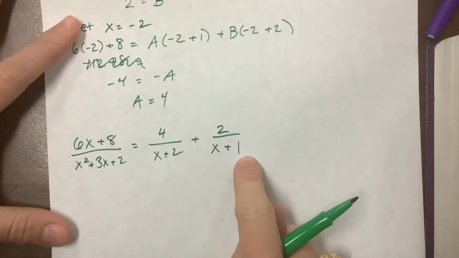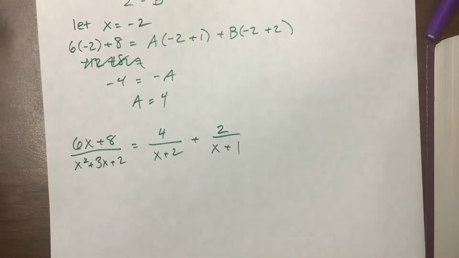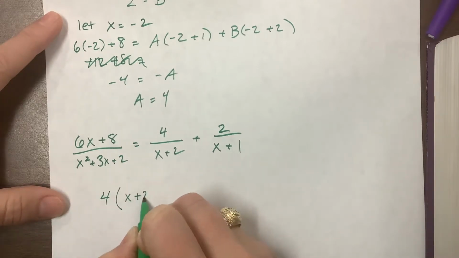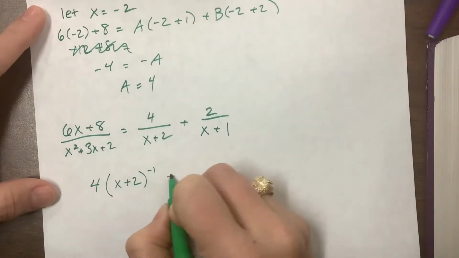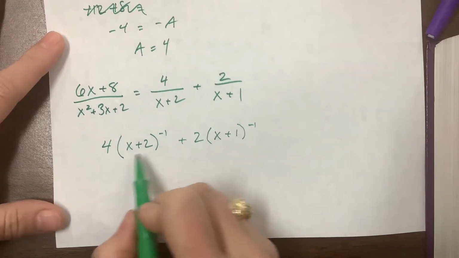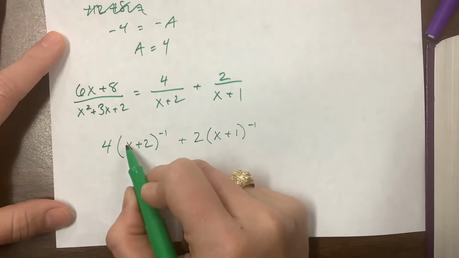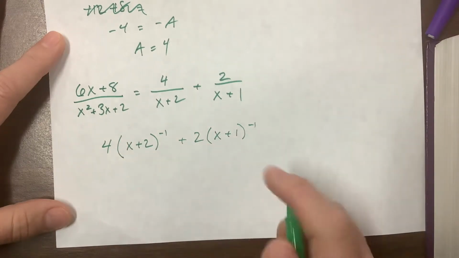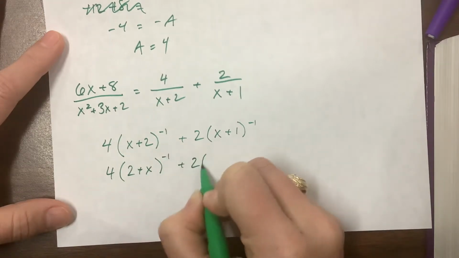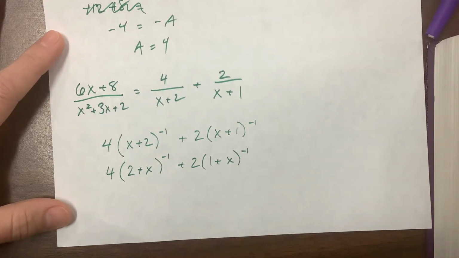Okay, so now we need to rewrite this in such a way that we can expand it out. So notice this is 4 times x plus 2 to the negative 1 plus 2 times x plus 1 to the negative 1. And the way that we want to do these is we want to rewrite this piece in here so that it's 1 plus something with our x. Okay, so rewriting it. This one is nice, we already have 1 plus something with our x, and life is good.